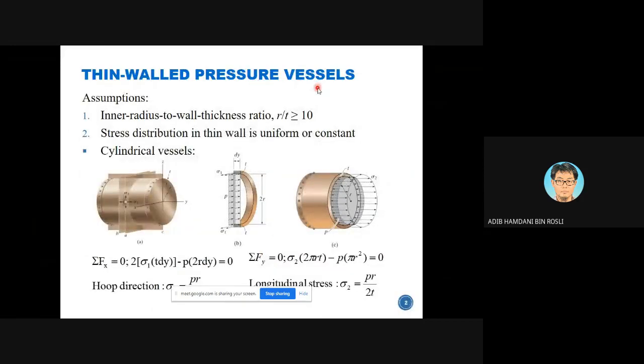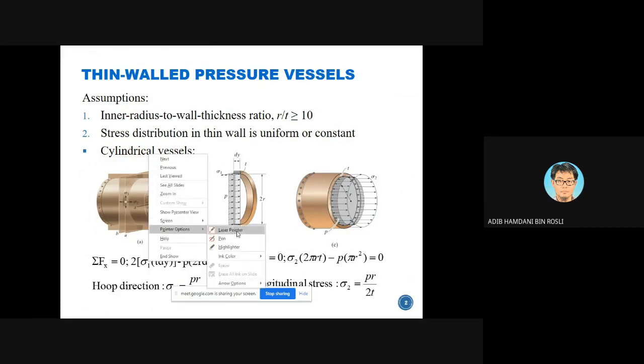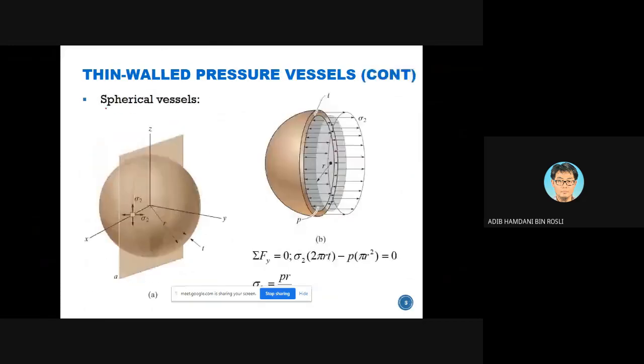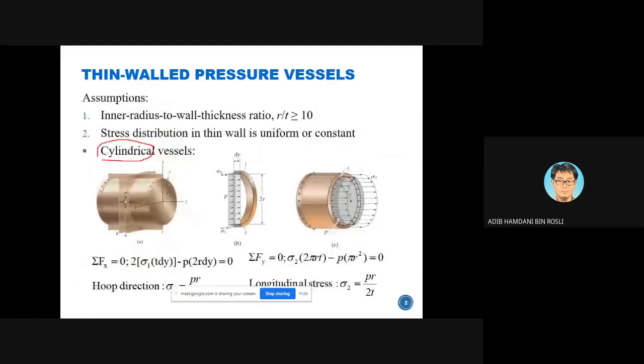For those who don't know what pressure vessels are, basically there are two types of pressure vessels. One is cylindrical, right? Let me change the pointer first. Cylindrical vessels, and another one is spherical vessels. Spherical is like this shape, while the cylindrical is like this shape.